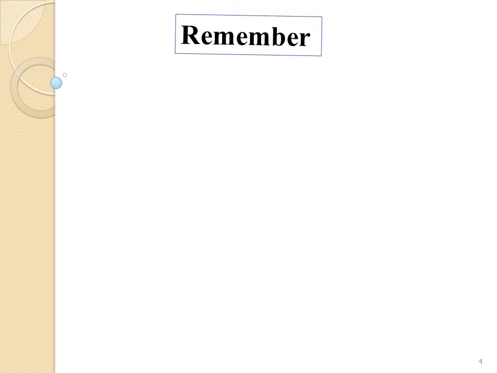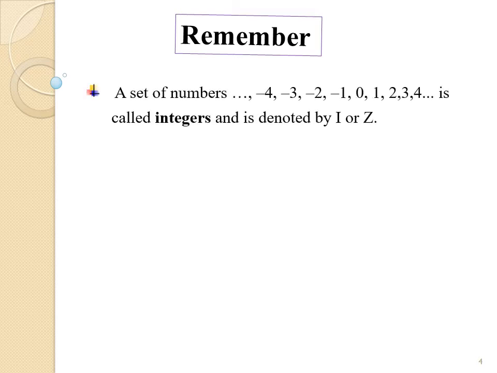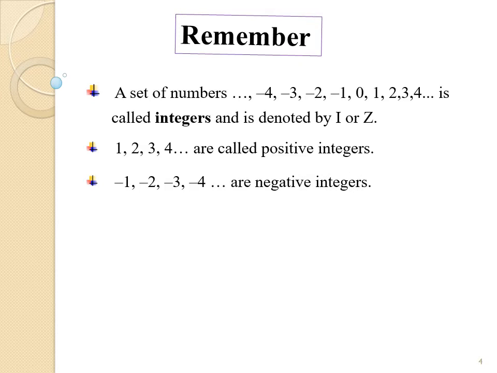Few facts to remember about integers. Fact number 1, the set of numbers -4, -3, -2, -1, 0, 1, 2, 3, 4, etc. is called integers and is denoted by I or Z. 1, 2, 3, 4, and so on are called positive integers. -1, -2, -3, -4, and so on are called negative integers. 0 is an integer, but it is neither positive nor negative.